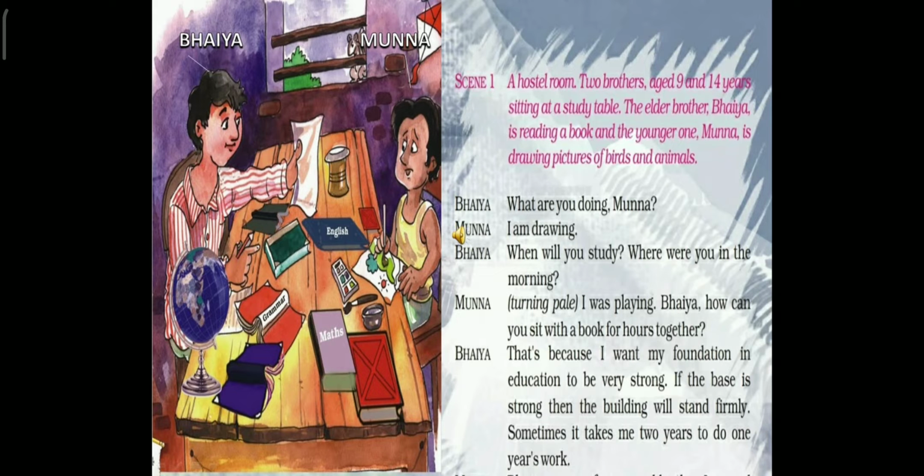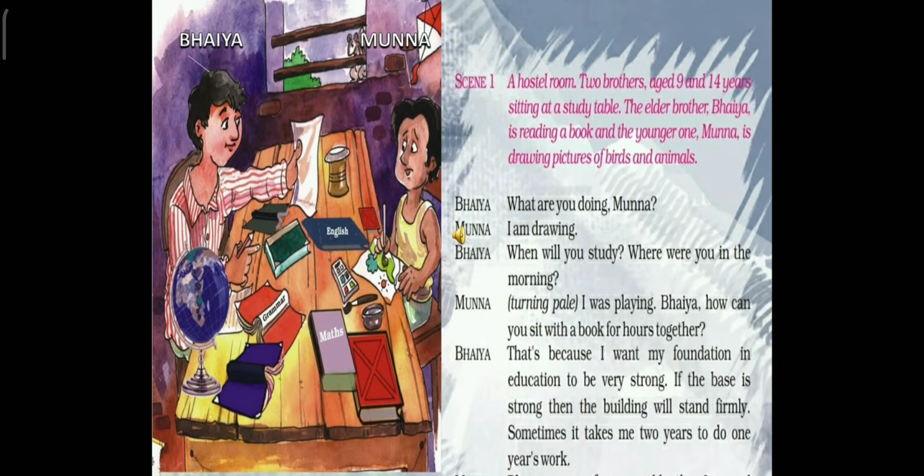Now, you see, Bhaiya and Munna are talking to each other. So the first statement is by Bhaiya. Bhaiya is asking, "What are you doing, Munna?" Munna is saying, "I'm drawing." "When will you study? Where were you in the morning?" So you see, Bhaiya is quite angry. So he's asking his brother when will he study, and where was he in the morning?